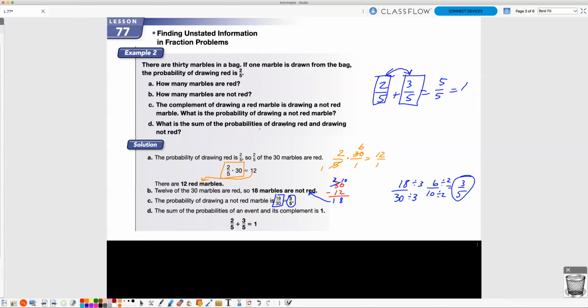They complement each other because when you add them together, they add up to 1. What is the sum of the probabilities of drawing red and drawing not red? I answered it already. When you add the sum of the probabilities of drawing red and drawing not red, you get 5 over 5, which is the same as 1. The sum of the probabilities of an event and its complement equals 1.